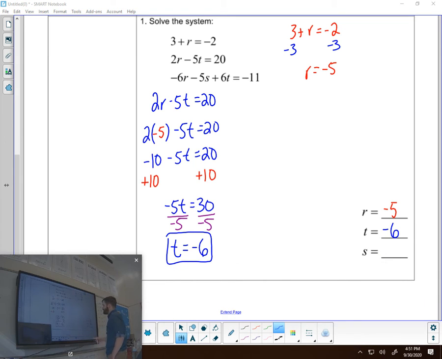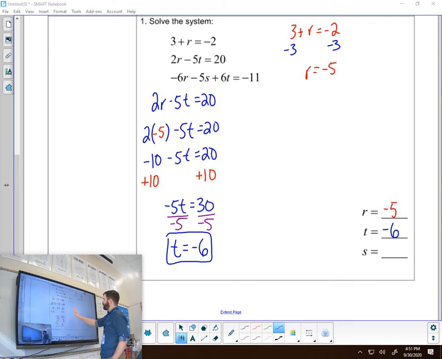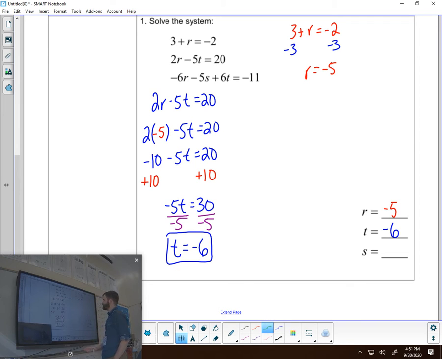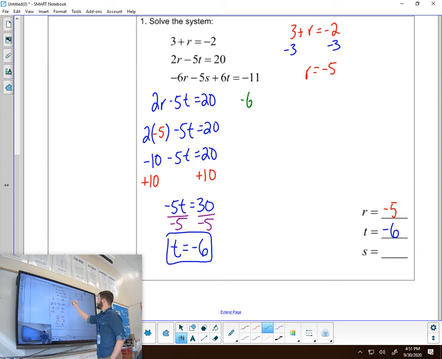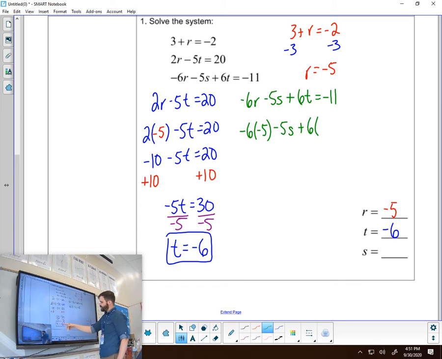Okay, so then let's find what s is. To do that, I'm going to use all this space, and I'm going to use my third and final equation. My third equation is -6r minus 5s plus 6t equals -11. And we're looking for my last piece. My last piece is this s right here in the middle. I know what r is, and I know what t is, so I can plug both of those in. I can go -6 times my r, which is -5, minus 5s, and 6 times my t, which we decided was -6. So I'll plug in a -6 here.